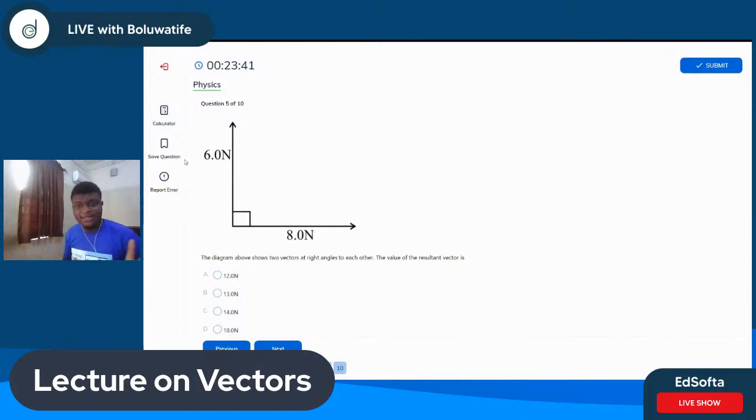64. 64 plus 36. We have one handy feature here, calculator. So 64 plus 36, so that you can be sure. So 100. And then we all know that the square root of 100 is 10. So that answers the question.